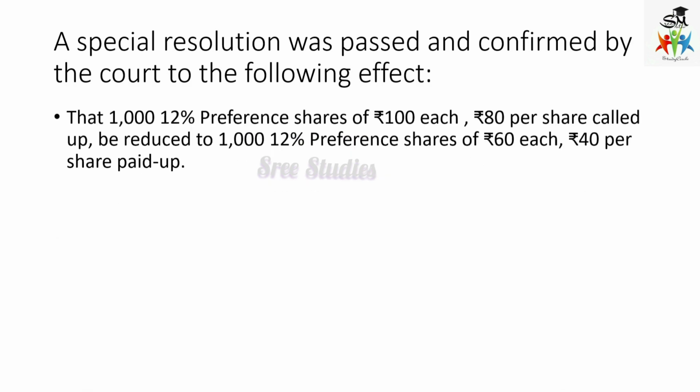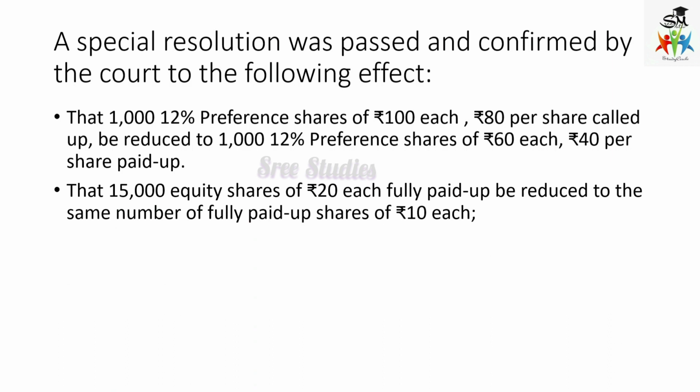So let us see what the adjustments are. A special resolution was passed and confirmed by the court to the following effect. The scheme is that 1,000 12% preference shares of rupees 100 each, 80 per share called up, be reduced to 1,000 12% preference shares of 60 each and 40 per share paid up. So the 20 rupees balance goes to capital reduction. And 15,000 equity shares of rupees 20 each fully paid up be reduced to the same number of fully paid up shares of rupees 10 each. So here 10 rupees goes to capital reduction.